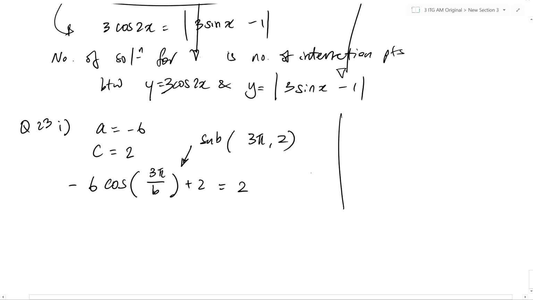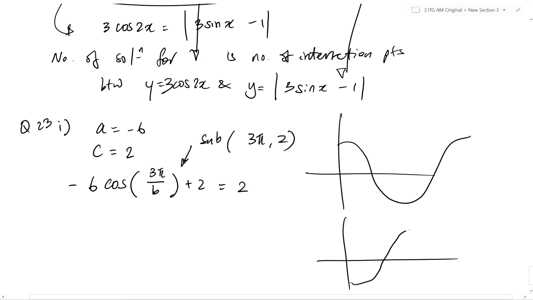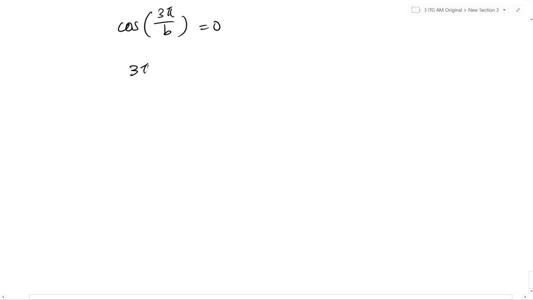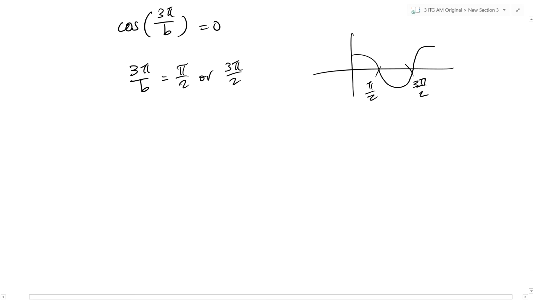But the graph for cosine looks like this. However, in this question it is a mirror image, which means there is a negative sign, a flip. Okay, back to this. So we cancel off, and this becomes 0. Cosine(3 pi over b) equals 0. What are the values of 3 pi over b if cosine is equal to 0? Pi over 2 or 3 pi over 2. Two values, right? One needs to be rejected.